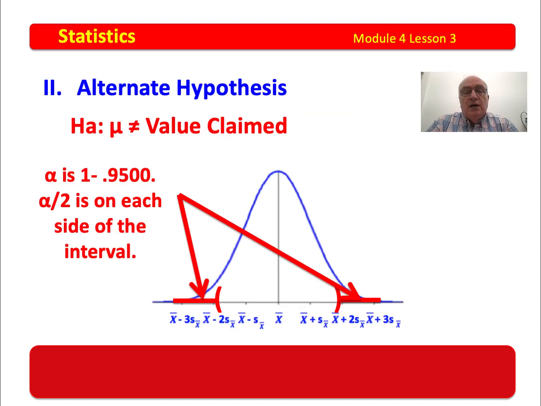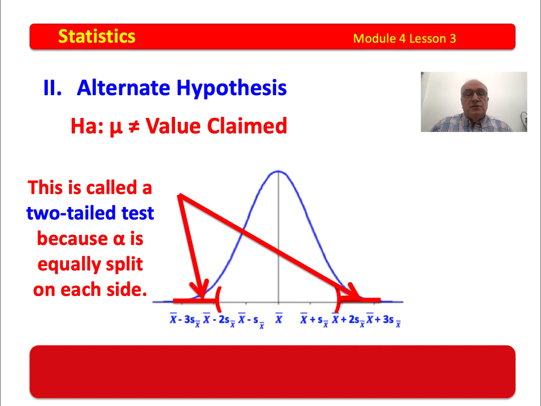If mu is not equal to a value, then you have error on each end. It could be too big or too small, and that error is alpha over 2. For instance, if you're 95% confident, then alpha is 5%, and if it's a not equal a value, then you have 2.5% on each end. Now, this is called a two-tailed test because alpha is equally split on each side.